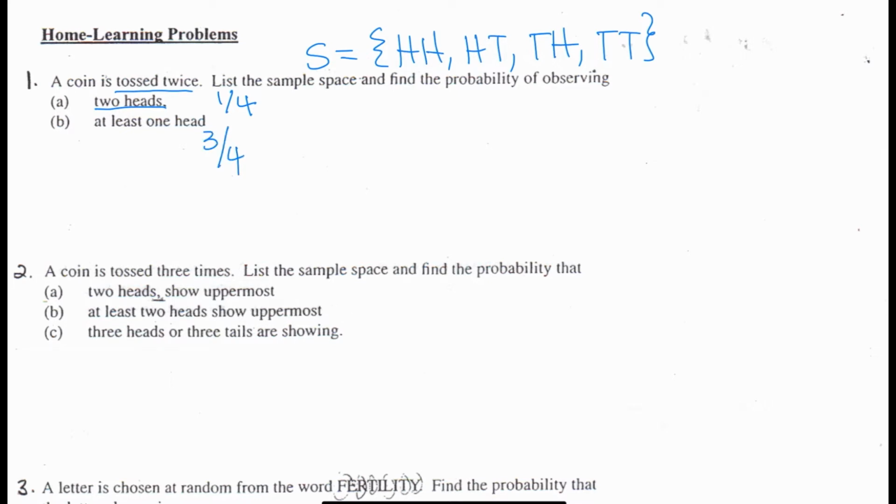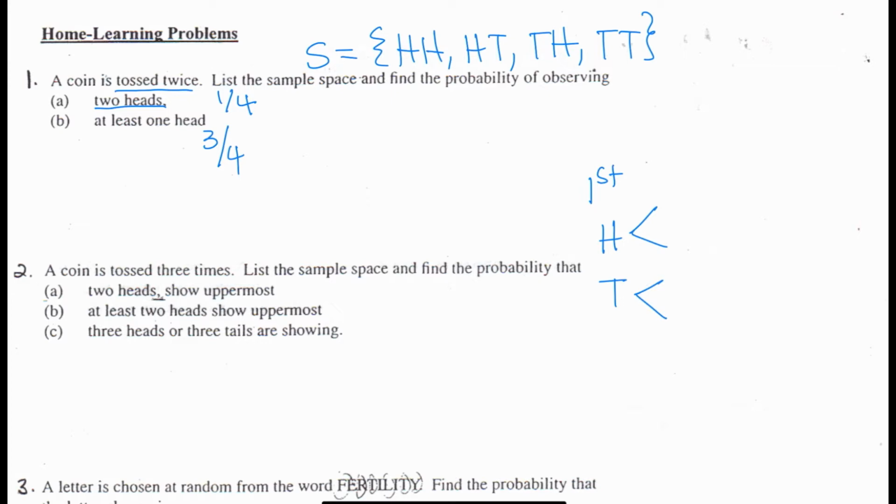Number 2, a coin is tossed 3 times. So we're going to go ahead and create a tree diagram. We have either heads or tails for the first toss. From there, we branch out heads or tails, heads or tails. This is the second toss. And then from there, we branch out again, heads, tails, heads, tails. So every single time we keep branching out. And then this is going to give me a total of 8 possibilities.